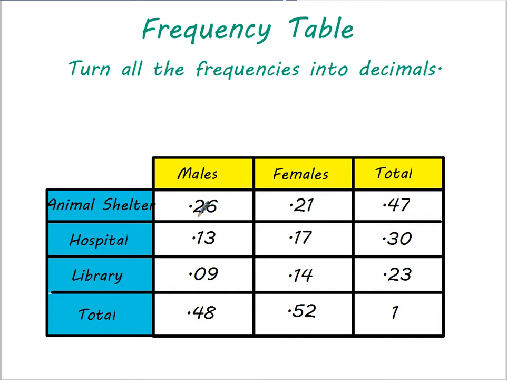Sometimes you'll see these written as percents. So like the males that work at the animal shelter, 26% of my group are males that work at the animal shelter. 21% of my group are females who work at the animal shelter, and so on. I still have decimal totals, right? But now look at my final total. 1. In a frequency table, that spot will always be 1, which when I convert that to a percent is 100% of my group. That's what a frequency table looks like.